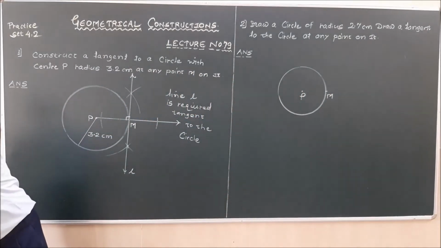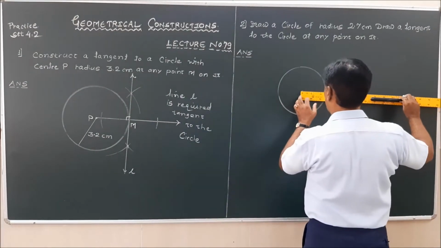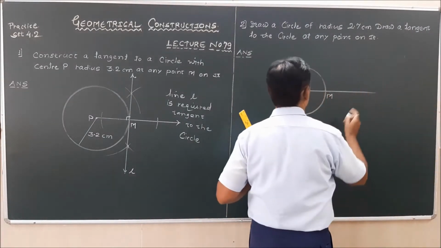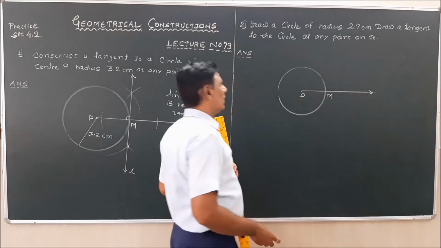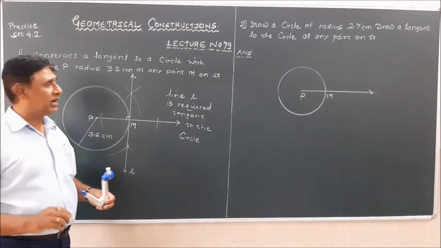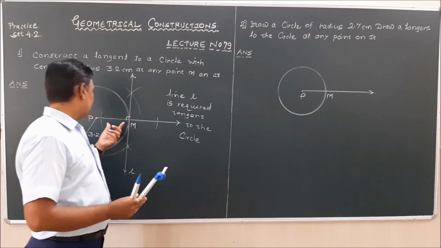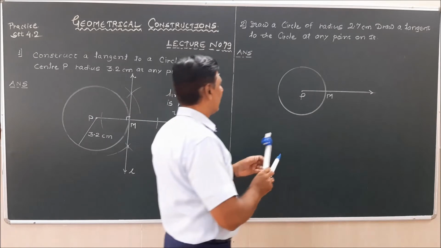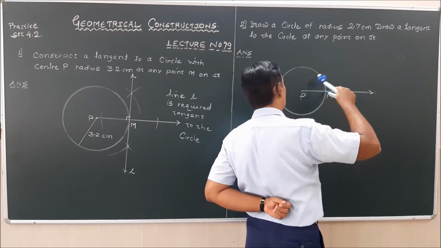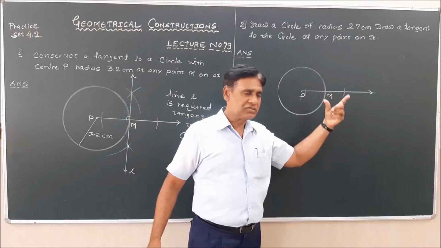After plotting this point, as we have done in the previous case, in the same way draw a ray passing through P and N. The next step is placing the metal point on N, because we have to draw a tangent at point N here. A tangent is always perpendicular to the radius, which we have already studied. Placing the metal point on N, draw two arcs on both sides of N to get a segment. This is how I get a segment.